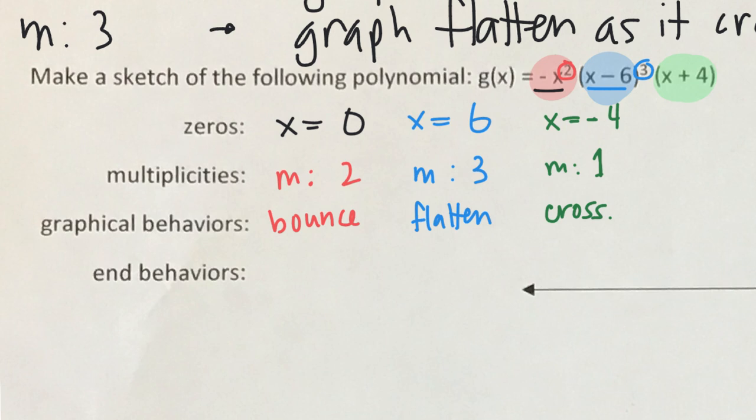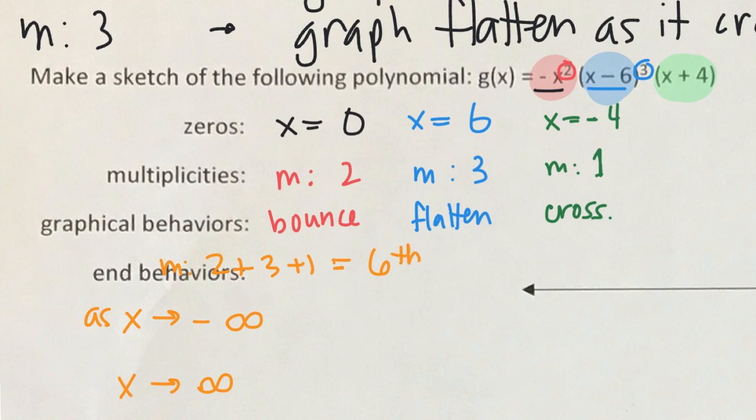Now the end behaviors. As x goes to the left of the graph, what are the y values doing? And as x goes to the right, what are the y values doing? That comes from the fact that this is a 2 plus 3 plus 1, right? These are the multiplicities. That means this is a 6th degree polynomial. A 6th degree means it's an even polynomial, and the minus in front means it's going to be a negative. So we're looking at a negative even polynomial.